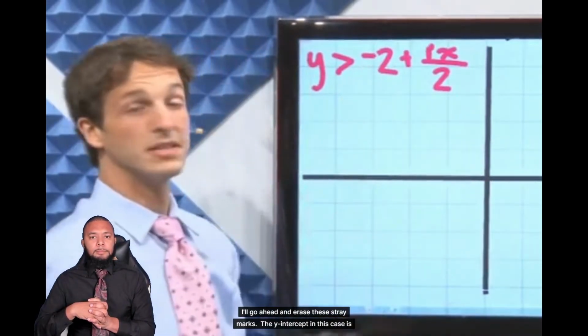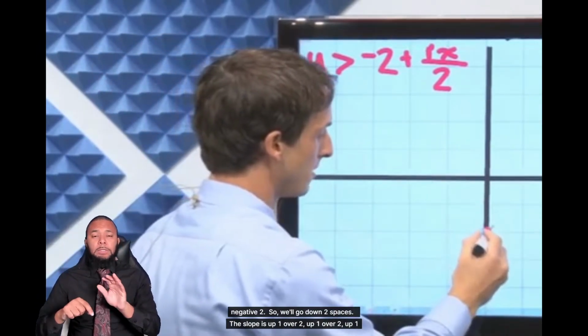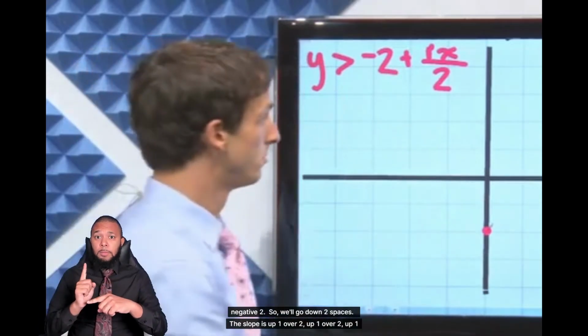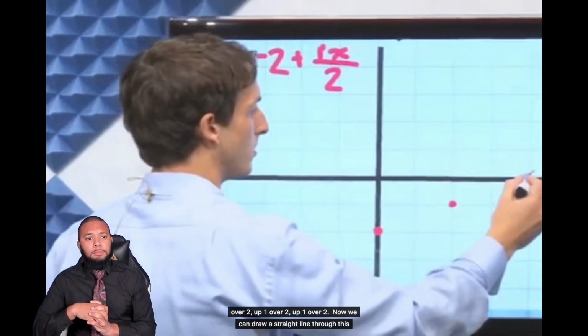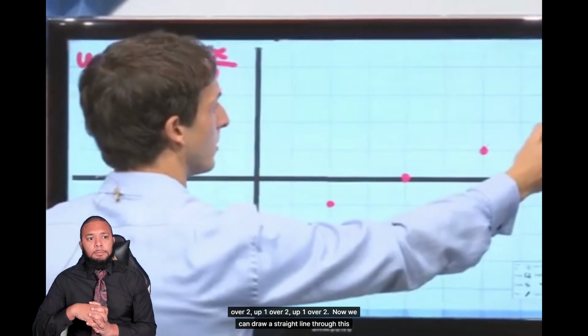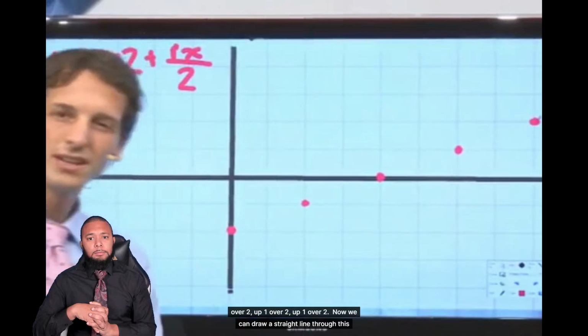So our y-intercept in this case is negative 2. So we'll go down 2 spaces. Our slope is up 1 over 2. Up 1 over 2. Up 1 over 2. Up 1 over 2. Up 1 over 2. Now we can draw a line through this one.